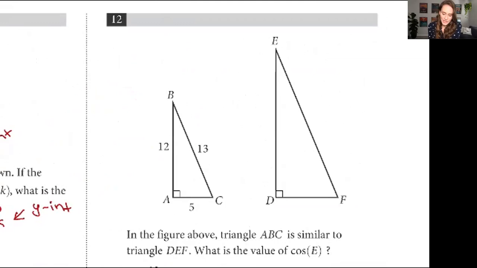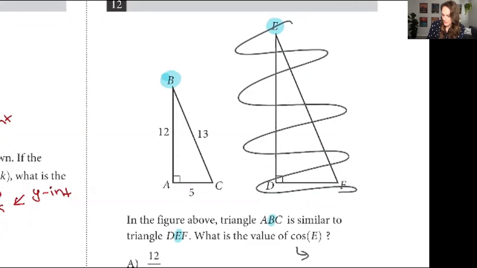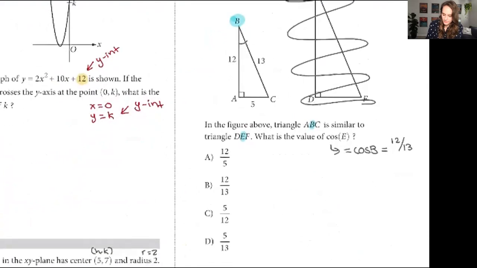All we need to know is that cosine of E is going to be the same as cosine of B, because DEF is similar to ABC, and you can see that B and E are both in the middle there. So I can, at this point, completely ignore that triangle and just think of cosine B as equal to cosine E, and cosine B is just adjacent over hypotenuse. So that's just going to be 12 over 13 as the answer.